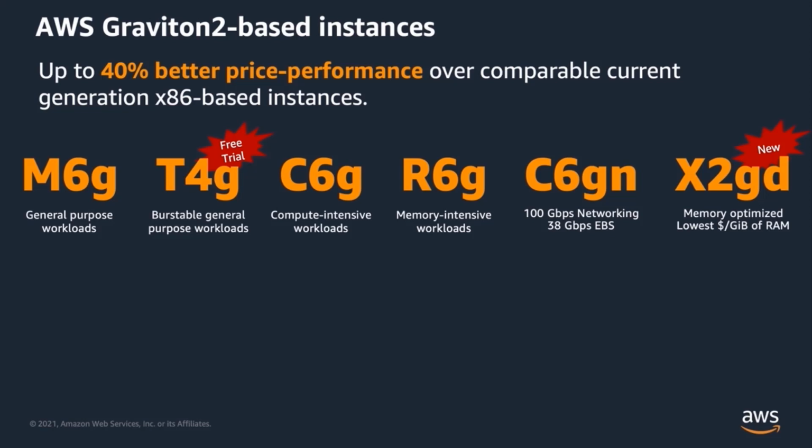The C6gn, which recently launched at re:Invent 2020, is suitable for compute intensive workloads, but also provides enhanced networking and EBS bandwidth. And then we have the very recently launched X2gd, which provides the highest ratio of memory to CPU within the Graviton family, and also comes both storage and networking optimized by default.